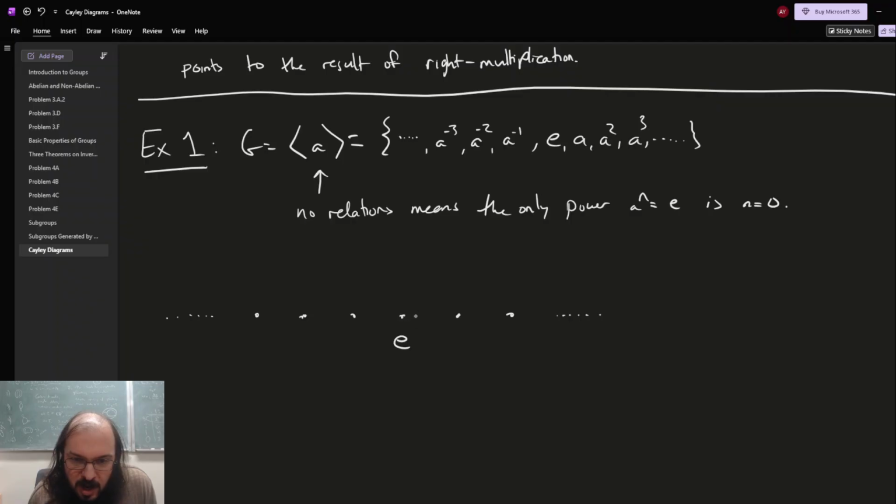So if I do e times a, I get a. If I do a times a, I get a squared, times a again, a cubed, and so on. And going backwards, if I was going to draw an arrow like so, I would have to know what element, when multiplied on the right by a, gives e. That would be a inverse.